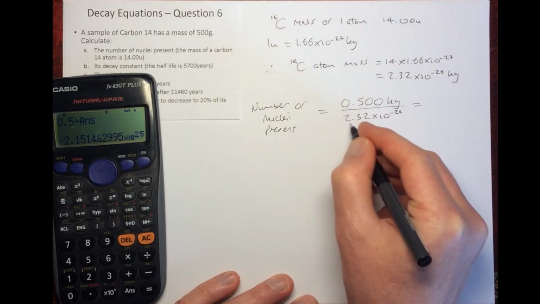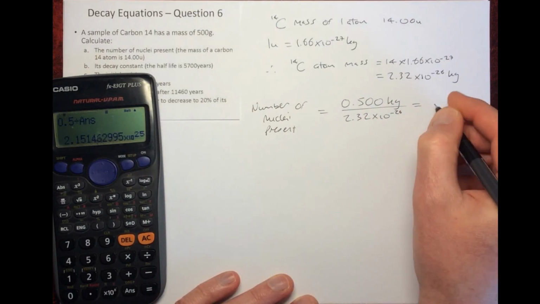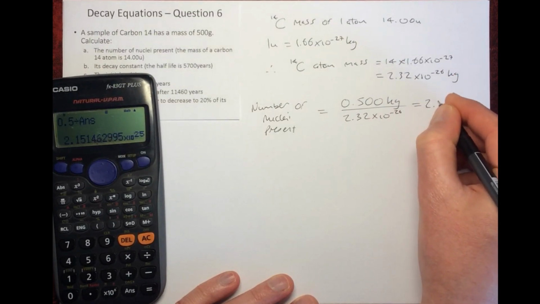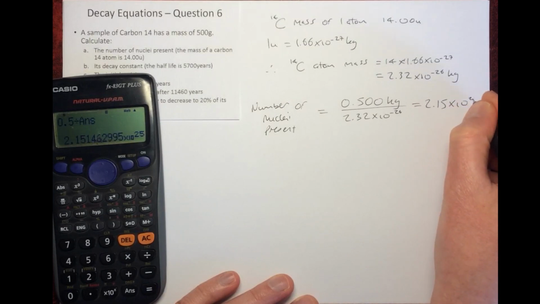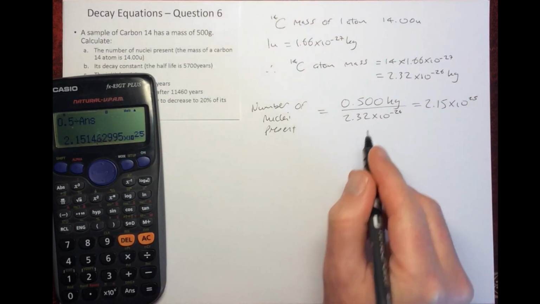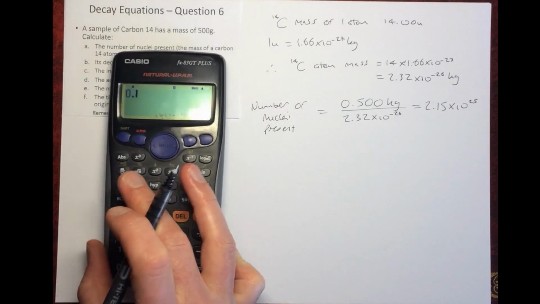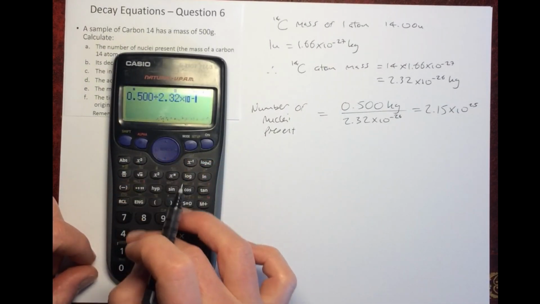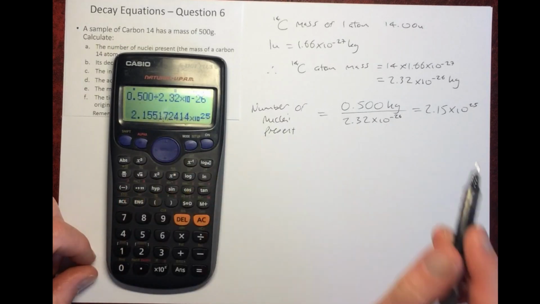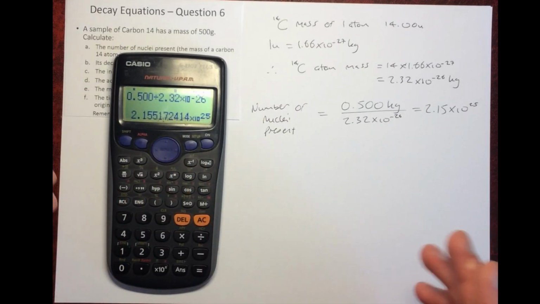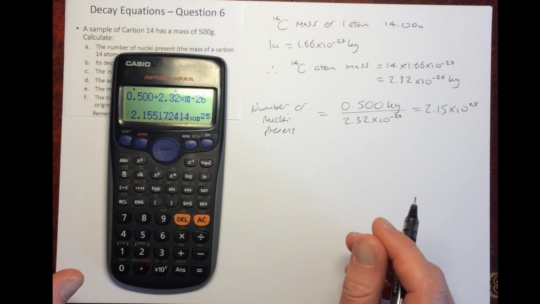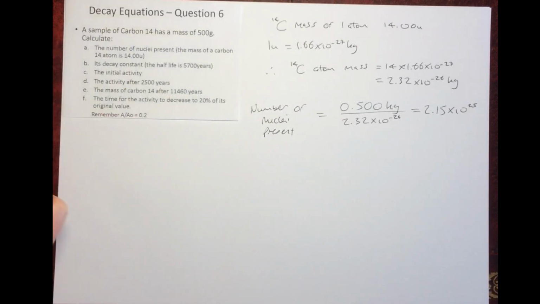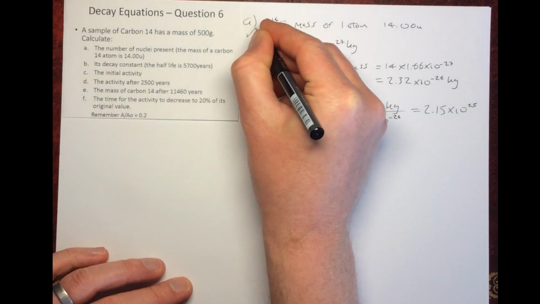Now, if you use the full value of this answer from your previous calculation rather than the rounded value, you'll get 2.15 times 10 to the 25 nuclei. If you use the rounded value, as I'm going to here, on your calculator, you'll find that it'll round up to 2.16 times 10 to the 25. It doesn't matter either way which one you do, as long as you show your working. Okay, so that is part A done.